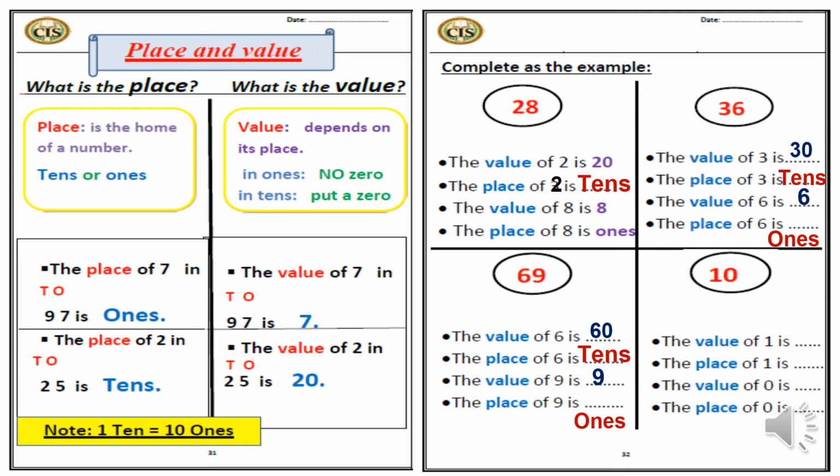The last one, we have that number 10. He asks me about the value of 1. 1 in tens, so its value will be, in tens put a 0, equals 10. So the place of 1 is tens. Next, the value of 0, 0 here, 0. So the place of 0 is ones.